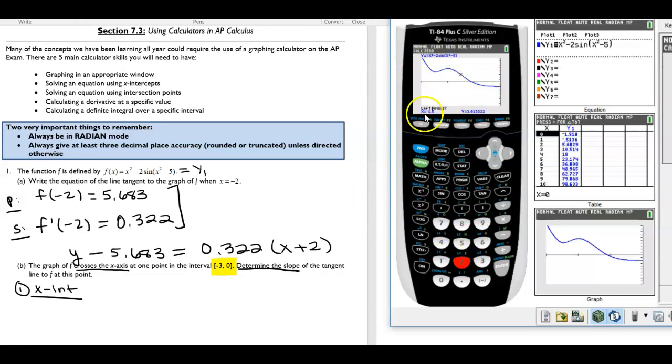At the bottom, it's going to prompt you for different things. So in this case, it's asking me for a left bound. As long as this cursor, I call it Mr. Blinky, is to the left of my zero, then I can go ahead and hit enter. You can also type a number if you would like. Now it's asking me for a right bound. So I need to move my Mr. Blinky to the right of the zero. I can use these buttons here just to move it to the right.